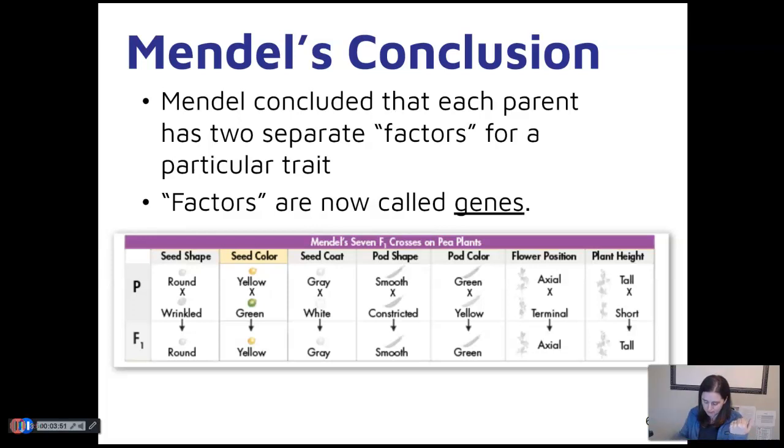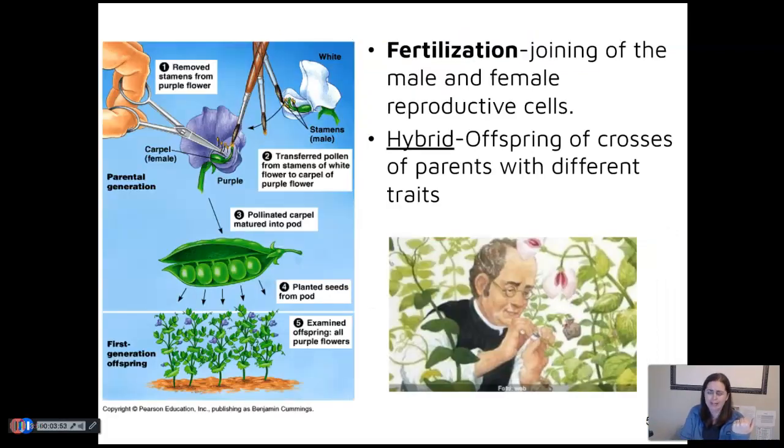Okay? I think we missed a slide. We did. That was slide 6. I'm so sorry. Go back to slide 5. Fertilization is the joining of male and female reproductive cells. A hybrid is an offspring of crosses of parents with different traits. Okay? So they have lots of plant hybrids of plums and apricots. If you mix those together, you get a pluot. That is a hybrid. Okay?